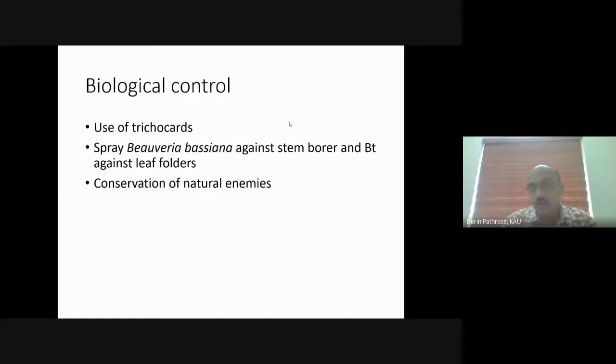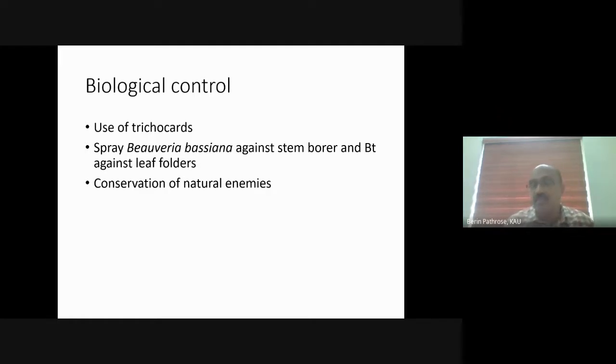Then going to biological control, we have discussed about trichocards. One thing you have to keep in mind is that I have just mentioned trichocards. So whenever you are writing for an exam or when you are discussing trichocards with a farmer, you should be able to explain how trichocards are used. What is the recommended rate? At what interval do we have to use trichocards? At what stage of the crop should we install trichocards? So that should be mentioned.